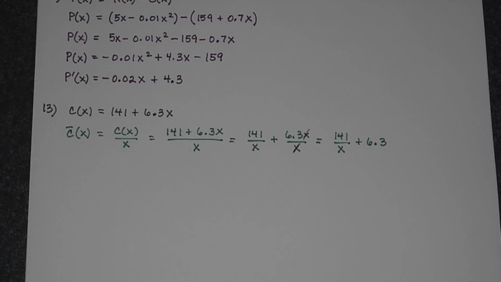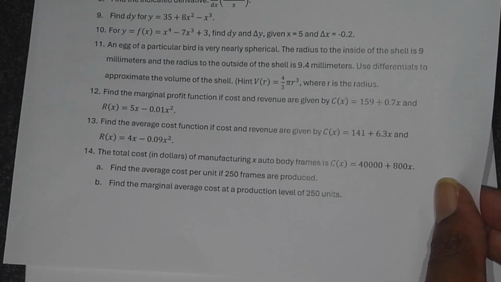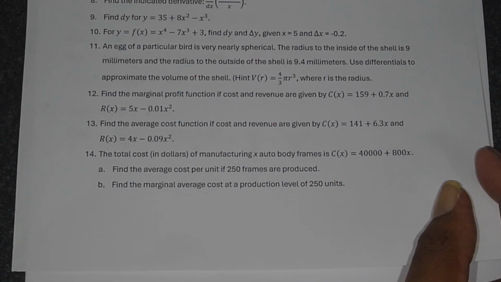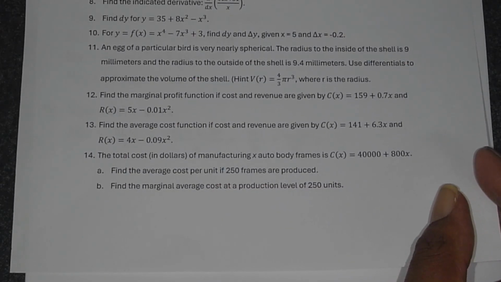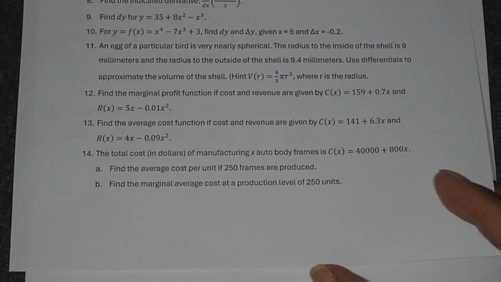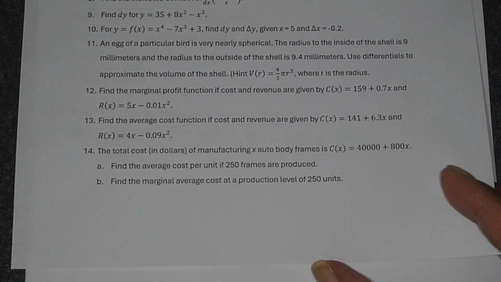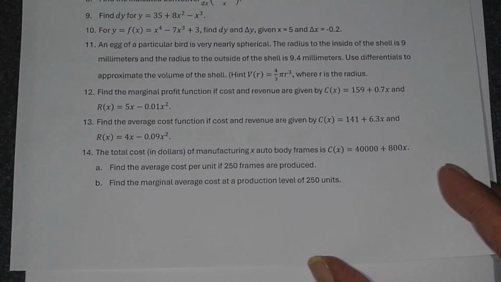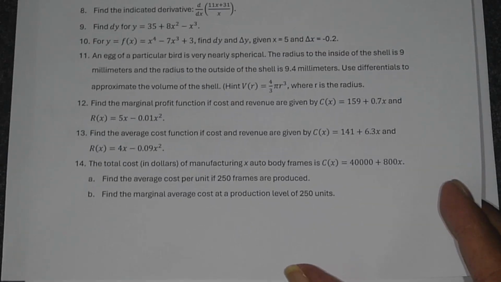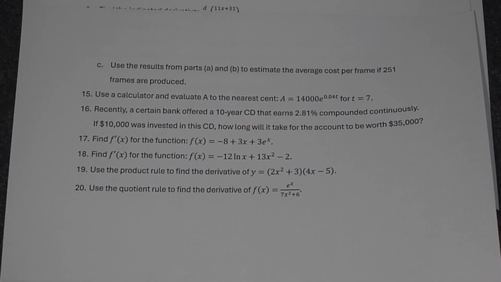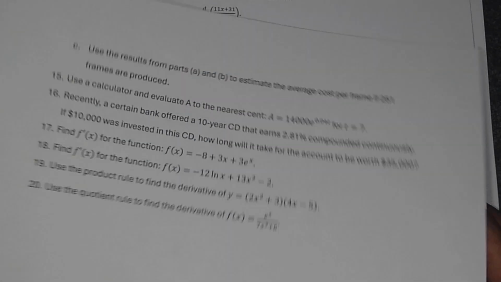Are there any questions about problem number 13? Number 14, there is part C on the next page, by the way. The total cost in dollars of manufacturing x auto body frames is C of x equal to 40,000 plus 800x. Part A, you're going to find the average cost per unit if 250 frames are produced. Part B is to find the marginal average cost at a production level of 250 units. And then part C, which is on the next page, use the results from parts A and B to estimate the average cost per frame if 251 frames are produced.